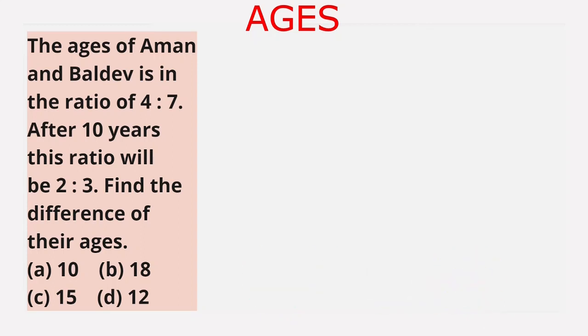We solve this question by two methods. One is by concept and the other by shortcut. It is given that the ratio of Aman and Baldev is 4:7. So I write A for Aman and B for Baldev. Therefore, A ratio B is 4:7. So I write it as 4x upon 7x. And this ratio becomes 2:3 after 10 years. So I add 10 to both the ages.